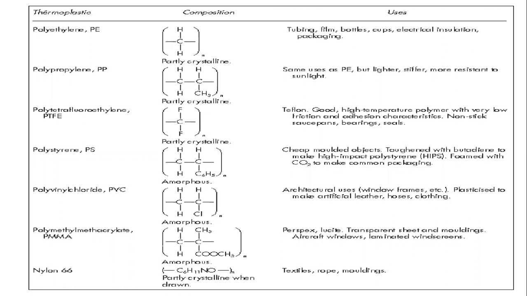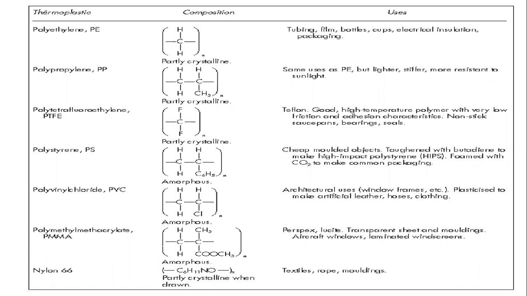Next one is polystyrene, shortly known as PS. This is an amorphous solid, amorphous in nature. It is used in cheap molded objects, toughened with butadiene to make high impact polystyrene, and formed with carbon dioxide to make common packaging. So it is used in general packaging elements.